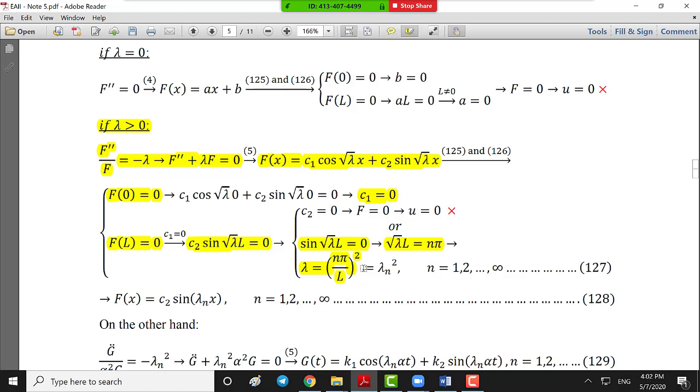Guys, please pay attention here. As you know, these values that we find for lambda are called eigenvalues, right? Now, instead of writing n pi over L to the 2, here we write lambda n to the 2, for every n that is equal to a positive integer. When we do that, f of x, which was equal to c2 sine of n pi over L x, will become c2 sine of lambda n x for every n that is equal to a positive integer. Okay?